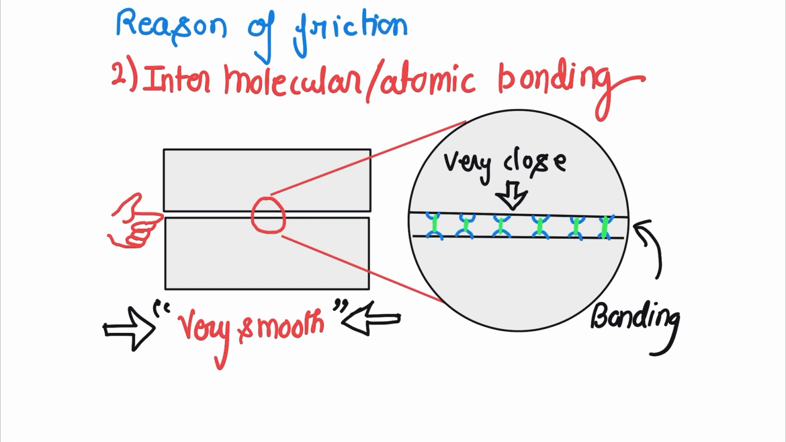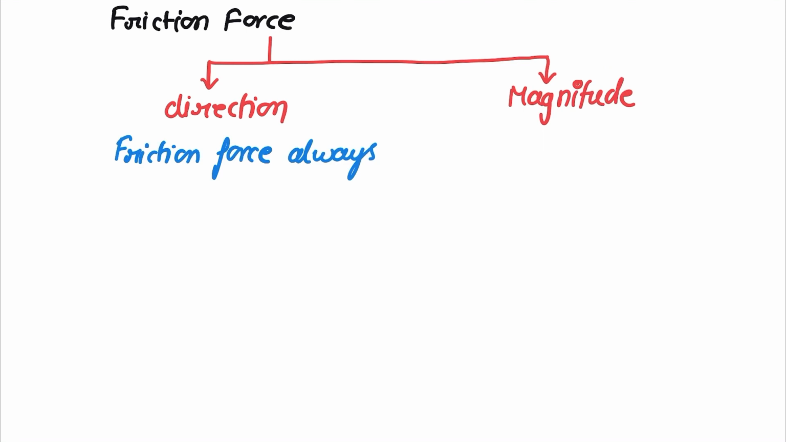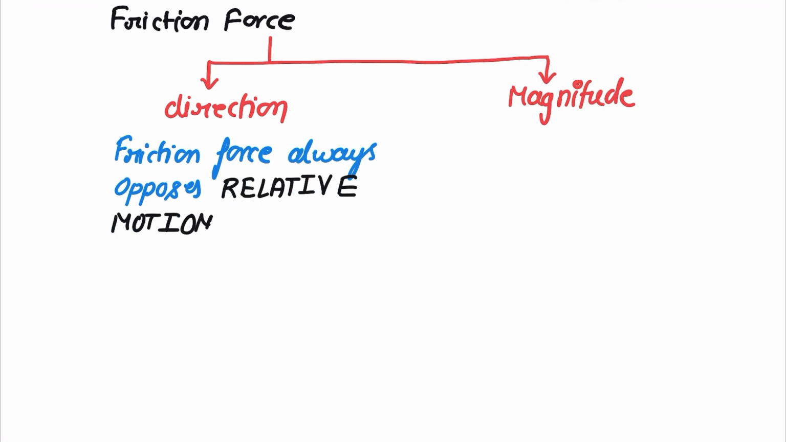Okay, now we will talk about how to get the friction force. When we say force, we get two things: direction and magnitude. The direction of friction we can get by its definition. The friction force always opposes relative motion. Relative motion, not motion.